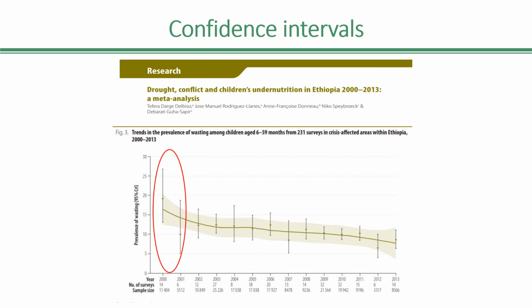As a general rule, we can be more confident saying that there is a true difference when the confidence intervals do not overlap. For example, we can be more confident in saying that there is a decrease in the prevalence of wasting between 2000 and 2012, as the confidence intervals do not overlap. This is just one example of why it's important for us as nutrition practitioners to not just compare means, but also interpret confidence intervals when comparing data.